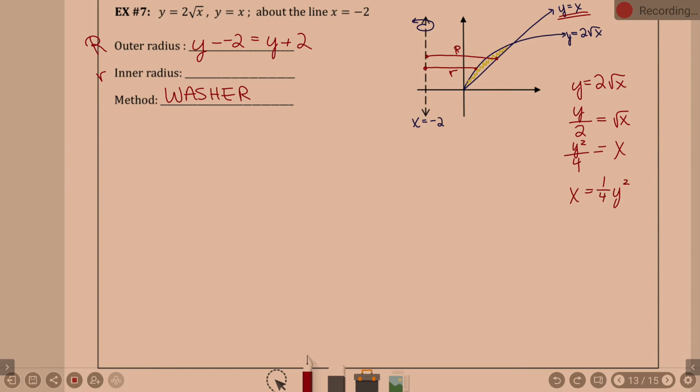Okay, inner radius. What do you guys use for inner radius? 1/4 y squared minus -2, which becomes 1/4 y squared plus 2. Yes? Okay.